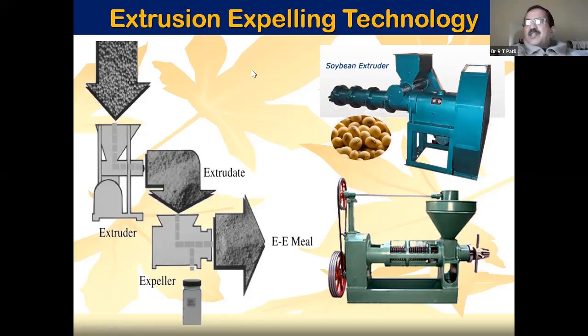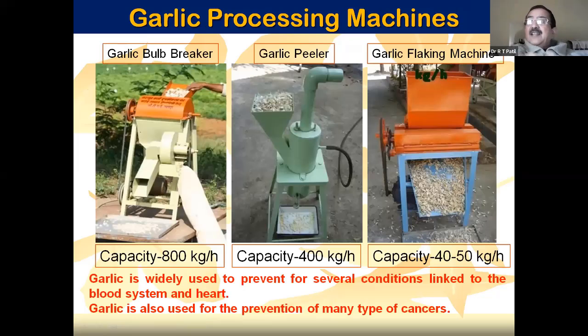Next is garlic processing machines. These garlics that we consume every day have a lot of health benefits also. Garlic is widely used to prevent several conditions linked with the blood system and heart. Garlic is also used for prevention of many types of cancers.